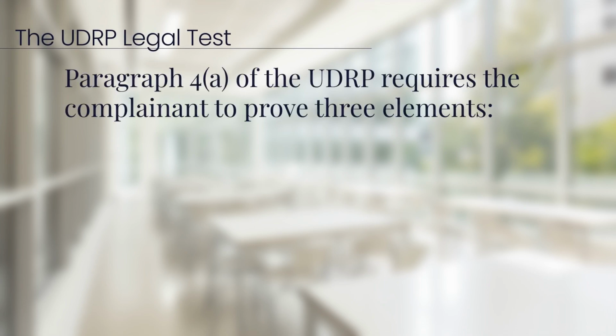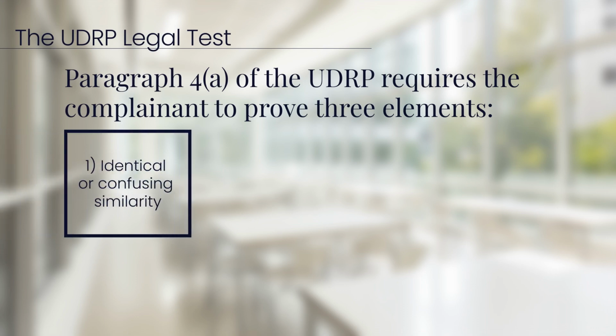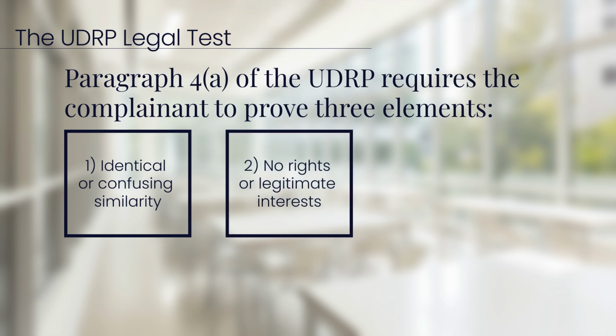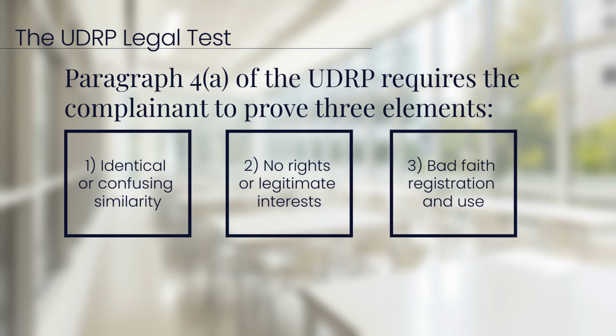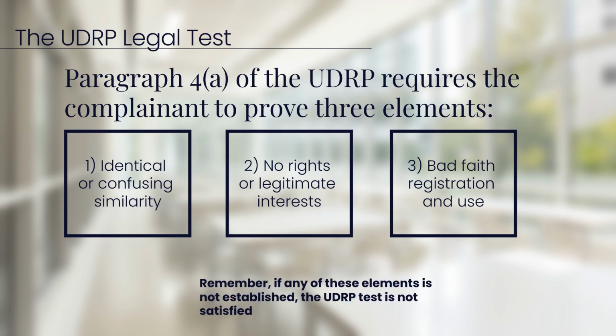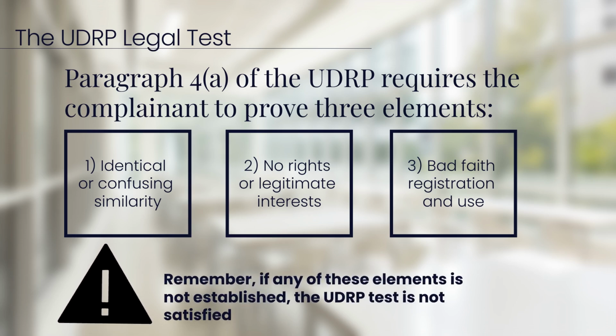Under Paragraph 4A of the UDRP, the complainant must prove 3 separate elements: that the domain name is identical or confusingly similar to a trademark, that the respondent has no rights or legitimate interests in the domain, and that the domain was registered and is being used in bad faith. These are the essential building blocks of every UDRP case. Remember, if any of these elements is not established, the UDRP test is not satisfied.